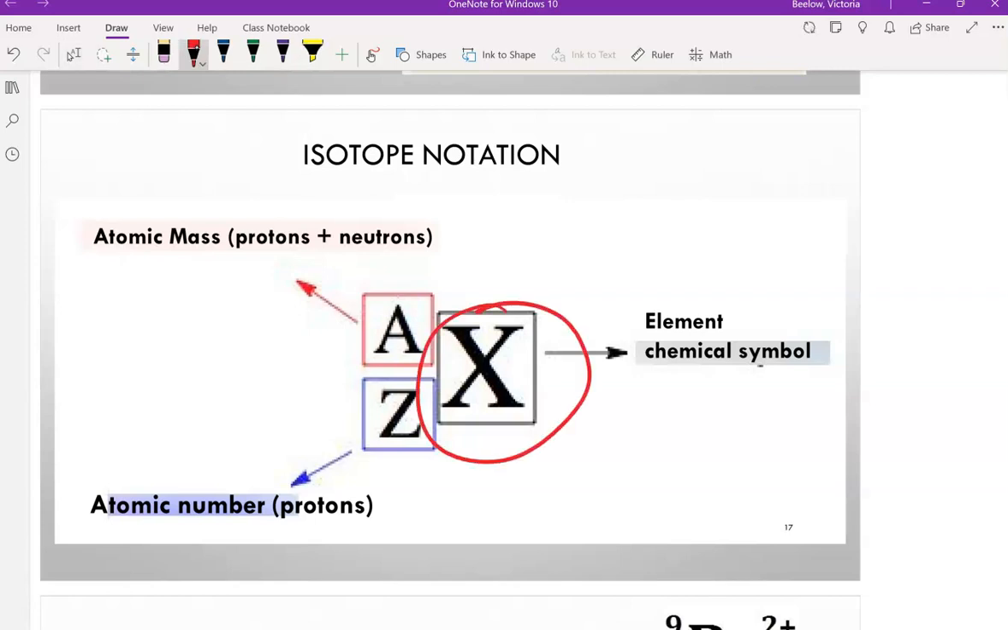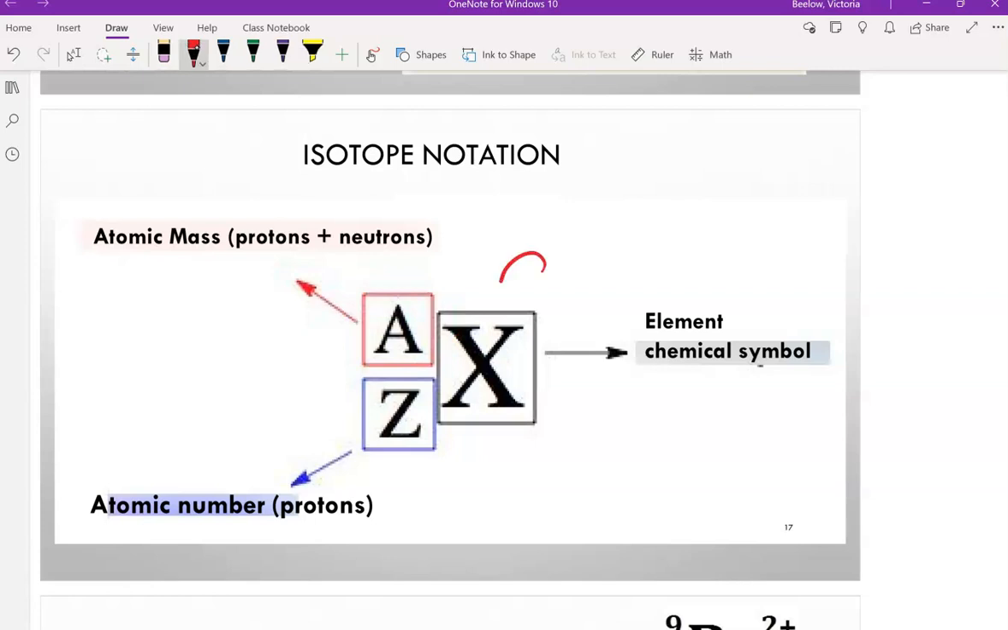Right here will be the element's chemical symbol, for example, carbon was C. The number that goes as a subscript on the left-hand side of that chemical symbol is the number of protons, also known as the atomic number. That whole number comes from the periodic table. And here, because we're talking about an individual element, will be the atomic mass, which comes from adding the protons and neutrons together.